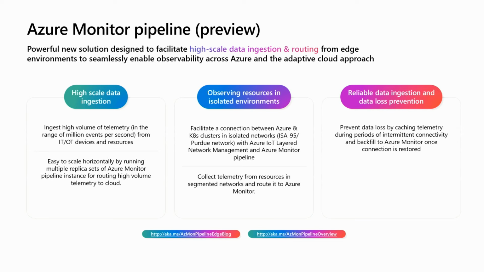Secondly, especially in a manufacturing construct, when you're running your environment in an isolated network, like ISA 95 or Purdue networks, where there might be restricted connectivity to the cloud, now you can use Azure Monitor Pipeline along with the Azure IoT layered network management to connect your pipeline data collection straight into the cloud pipeline for Azure Monitor. So it makes it easy for you to go through those segmented layers of the network and get the data out to the cloud where you really need to process that.